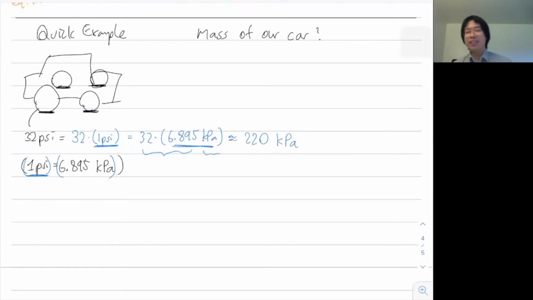That's a very nice way to convert units very quickly, instead of writing something over something and starting to cancel things out. Don't get me wrong, that's completely fine. I'm just showing you an alternative way. If you like it, I recommend it. If you're uncomfortable with this, no worries.